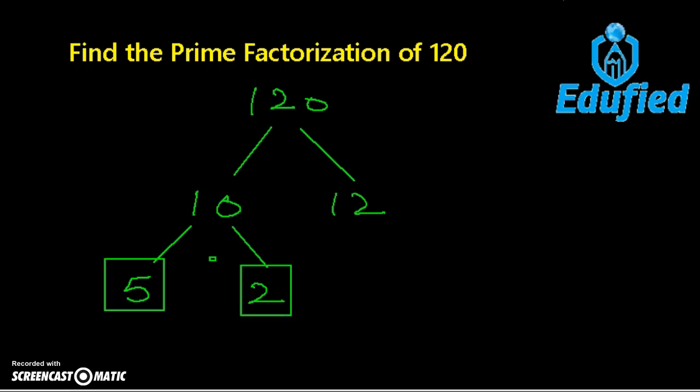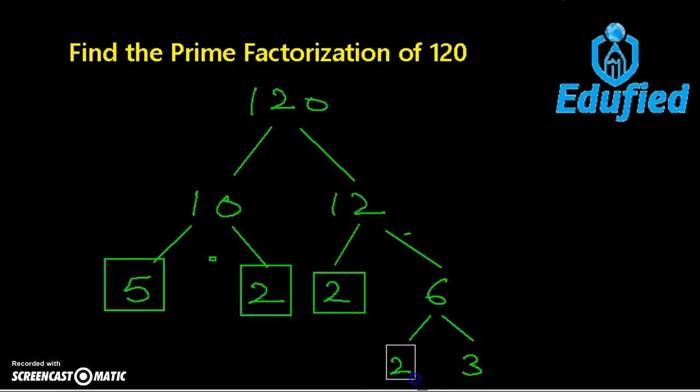Now we have 12. 12 can be further written as 2 times 6. So I'll write 2 times 6. Again, 2 is a prime number. I'll put it inside a square. 6 is not a prime number. We'll factor it further. 6 can be written as 2 times 3. And 2 and 3 both are prime numbers. So we put them in the square.